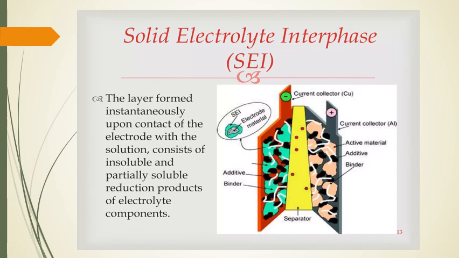Solid electrolyte interface, SEI. The layer is formed instantaneously upon contact of Li with the solution and consists of insoluble and partially soluble reduction products of the electrolyte components. The SEI generally has electrode material, a copper current collector, additive binder, additive material, additive binder, and a separating aluminum current collector. We can see them here.